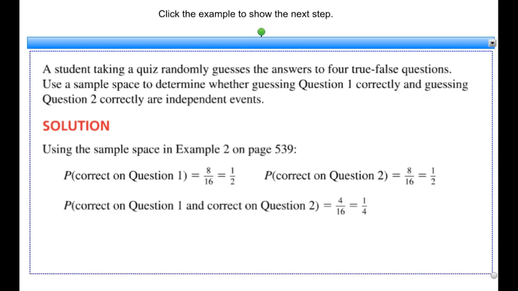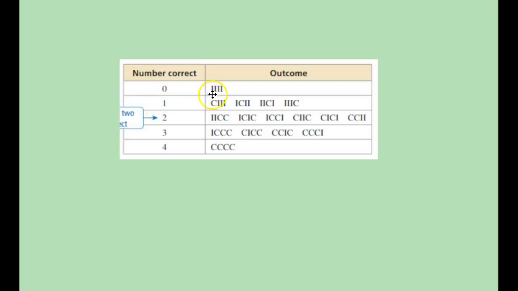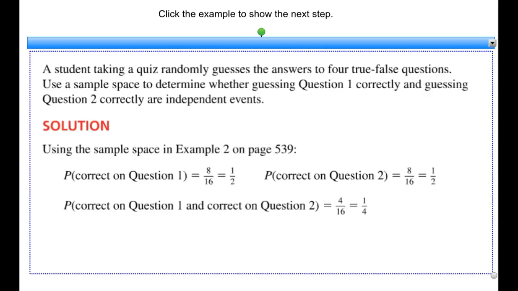So let's go ahead and look at that chart. What we've done here is we've looked at all of the possible sample spaces. And remember that a sample space is all of my possible outcomes. So I could possibly guess every question wrong. I could guess the first one right and the rest wrong. I could guess the first one wrong and the second one right, and continuing out. So here are all of my possibilities written out.